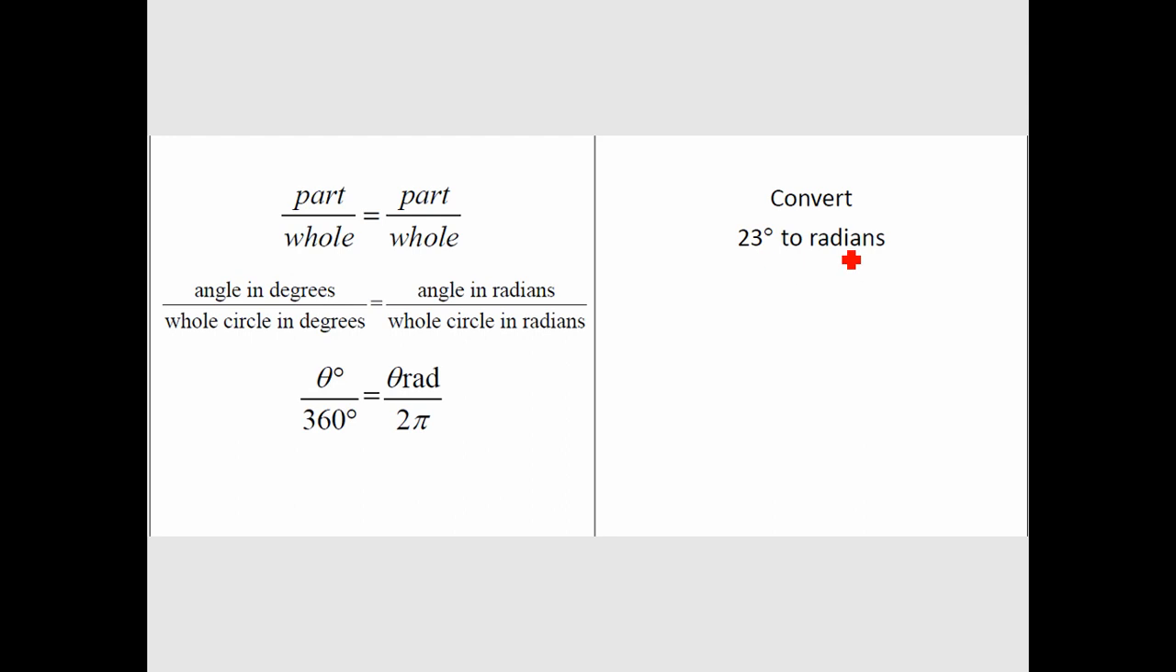So if I have 23 degrees and I want to convert it to radians, I'm going to use this sort of proportion setup every time. So angle in degrees is 23, out of the whole circle in degrees is 360. The angle in radians, which is what I'm trying to figure out, so these are my degree measurements, I'm going to call that x for radians, out of the whole circle, 2 pi for radians.